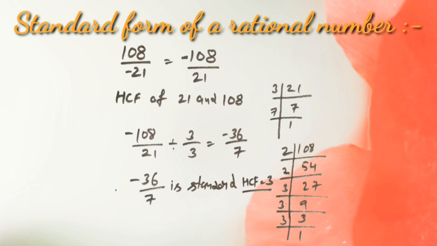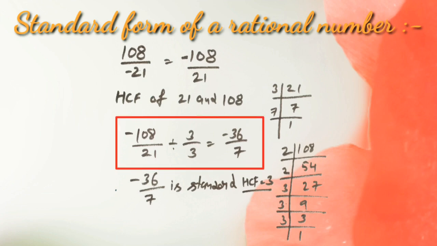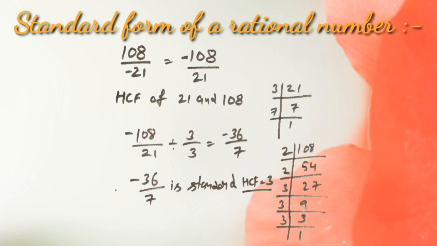So now you have to divide the given rational number by the HCF. Minus 108 over 21, divide by 3 over 3 equals. Now when you divide 108 by 3, you will get minus 36, and 21 divided by 3, you will get 7. So now minus 36 over 7 is the standard form. Now it is in the standard form, because 36 and 7 have HCF 1. Both the numbers have only 1 as the common factor. That was the second condition.